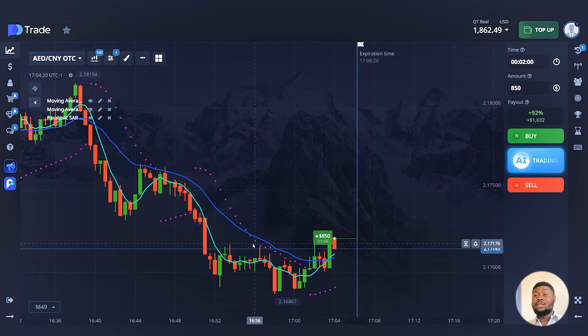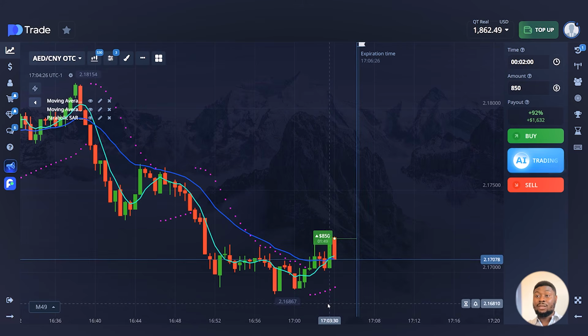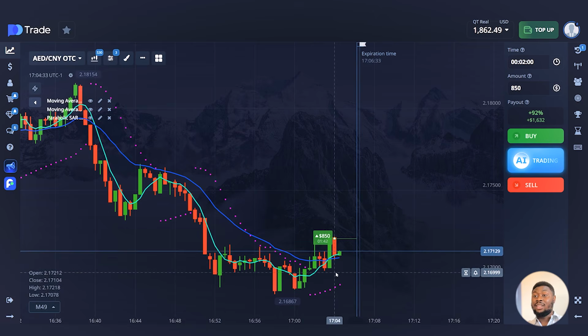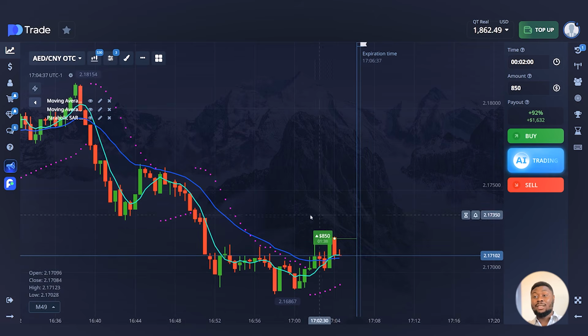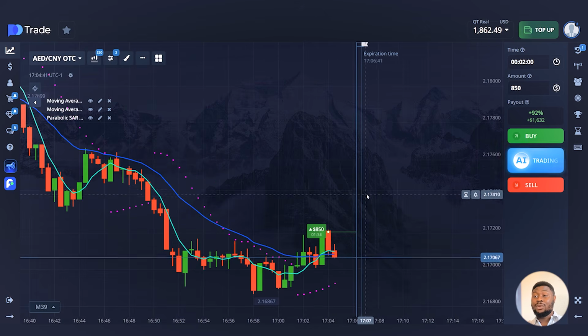As you can see, the situation has already formed. The points of the parabolic SAR indicator are plotted under the price chart, which means that the price has started to rise. The lines of the moving average indicator have crossed each other and are directed upwards, which also confirms the price increase. The situation was fully formed and all I had to do was open a trade.